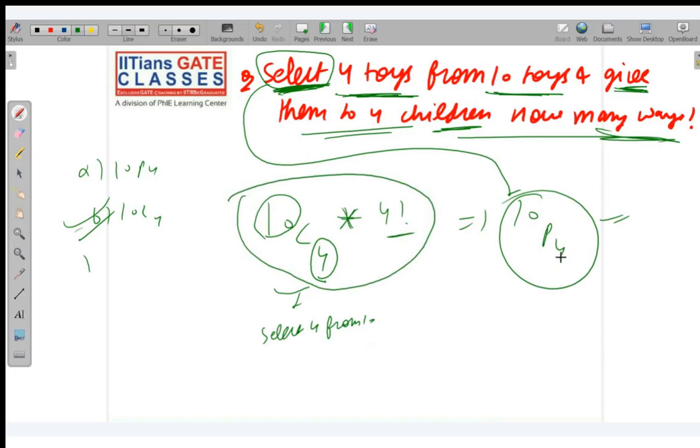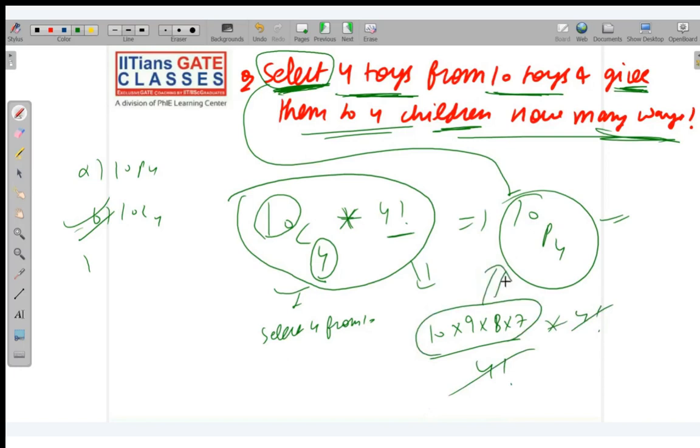We already know all these things. Okay, if you still have doubt I can solve it. 10c4 means what? I have told you the shortcut: 10 into 9 into 8 into 7 divided by 4 factorial, and multiplied by 4 factorial. So this and this got cancelled. So this is nothing but, I have told you many times, 10p4.